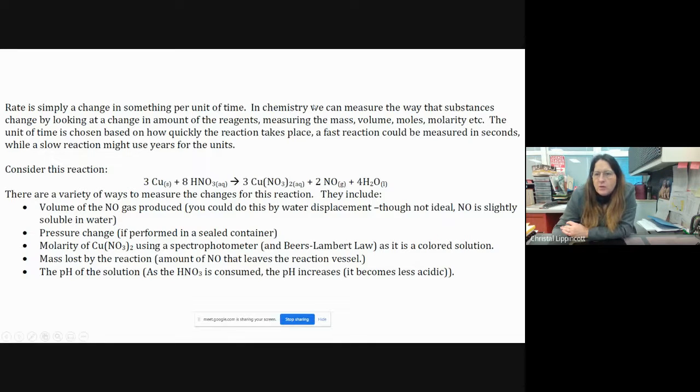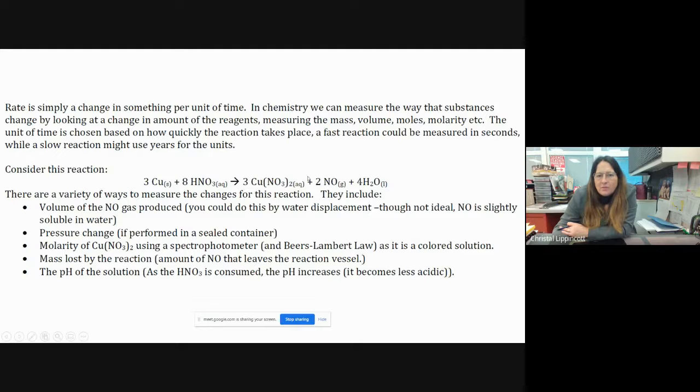In chemistry, we can assume this is substances that we're looking at or a change in reagents. So that's the stuff that you're starting with, your reactants. The mass, the volume, moles, molarity, something's going to be changing. And you use the amount of time based on how quickly that happens. A lot of times it's in seconds, sometimes it's in minutes, but it could be in years, theoretically, okay?